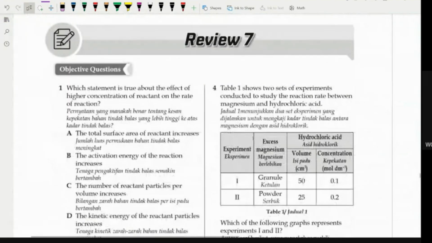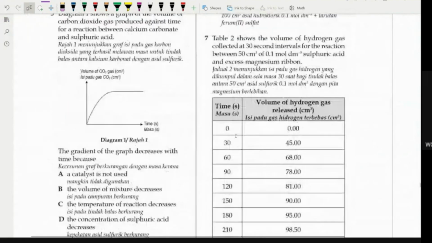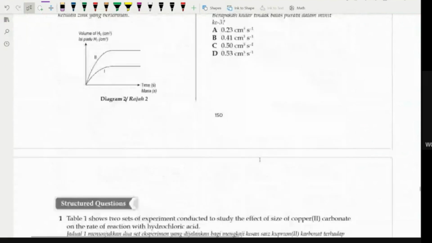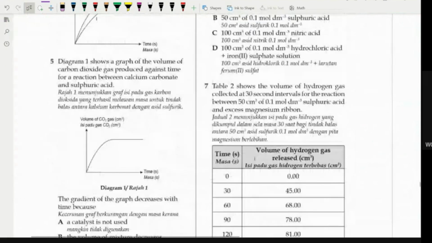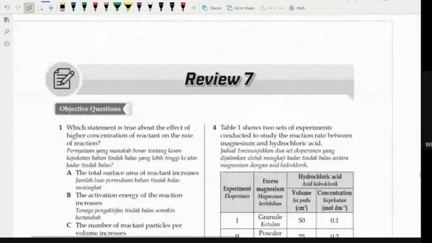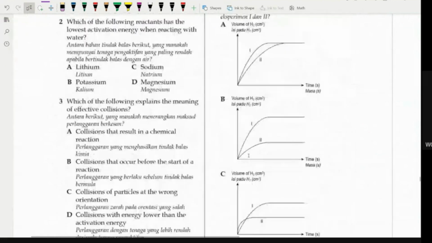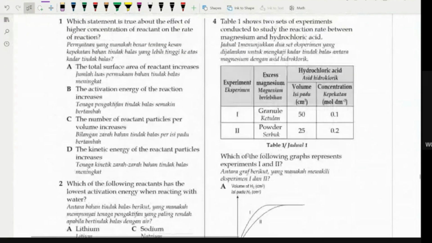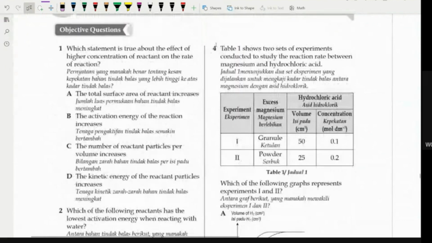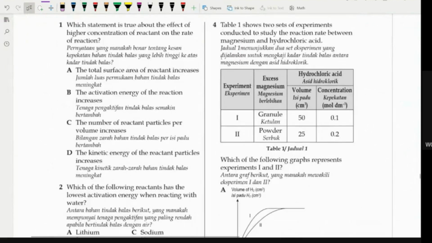Okay, now we try to do some objective questions. There are 7 objective questions. I'll let you try quickly, 5 minutes. Especially question number 4. Everyone, you must know how to solve this question. Question number 4.